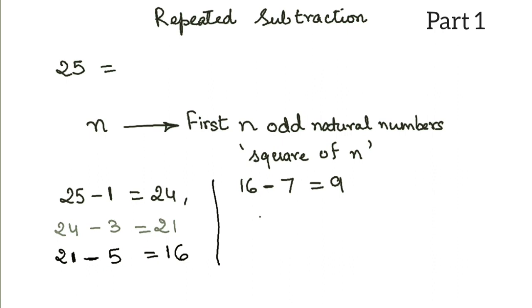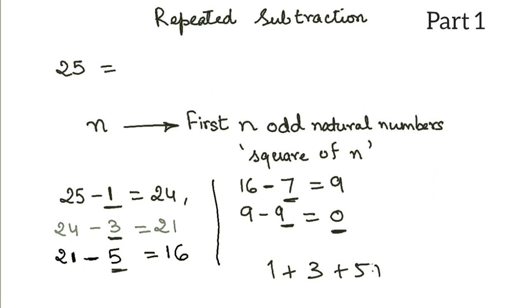Next, the odd natural number is 9. So the difference of 9 and 9 gives the result 0. Next you need to count the steps. So here you have taken 5 steps to get the result 0. And if we find the sum of the odd natural numbers that we have used, 1, 3, 5, 7 and 9, it gives 25 as the result. This is the sum of the first n odd natural numbers, and the total is 5.